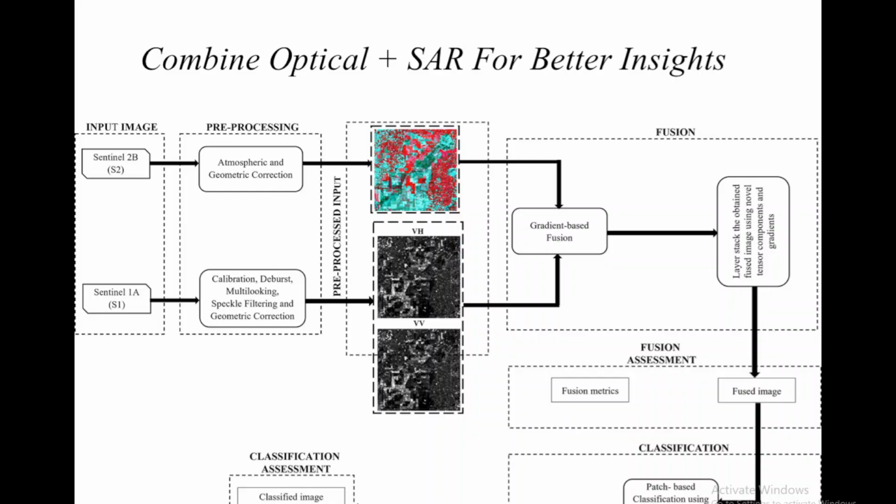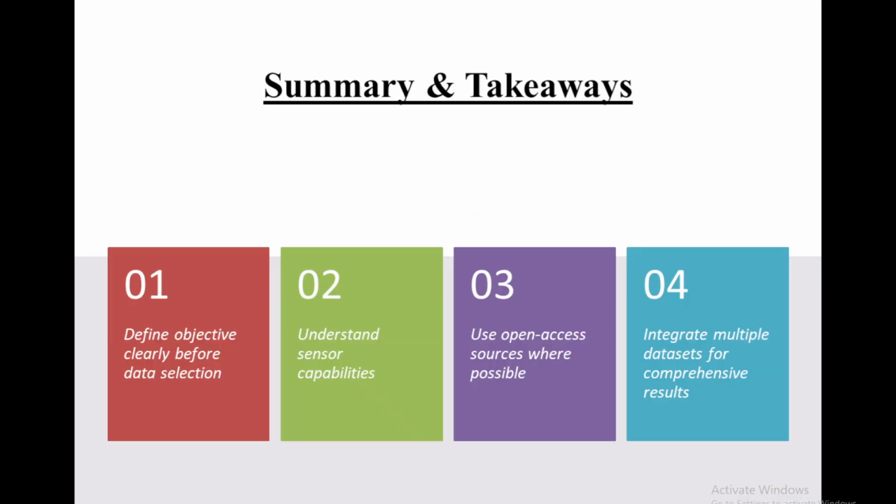So this gives you a better understanding, wherein you are using two different types of sensors. It gives you a much better understanding of the physical or chemical character of the feature that you are studying, may it be an agricultural field, a water body, or any other kind of land use land cover.